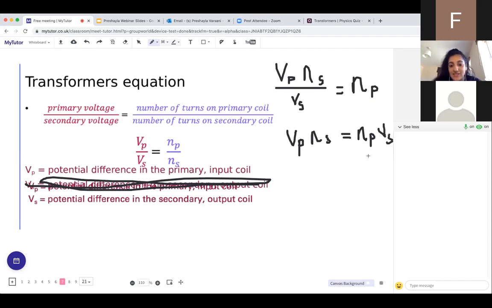Now remember I want VS alone, so I'm going to divide by NP on both sides so that I have VP NS divided by NP, which equals VS. Okay. So we need to get really good at rearranging this equation for any of the four terms. That's just an example for rearranging for VS, but you can try at home after the webinar what you think the rearrangement would be for VP, NP, and NS.